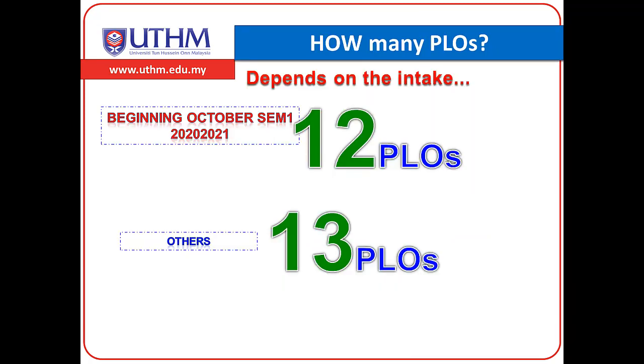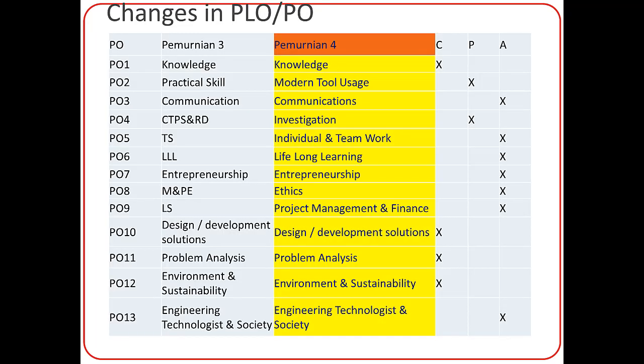Okay, next. So how many PLOs? Let's look at the number of PLOs. For the current 2020-2021 semester 1, we have basically two batches. The intake beginning October Sem 1, that means first year, first semester, you only have 12 PLOs. For the other batch of intake, the other cohort students, you have 13 PLOs. So Pemunian 3 is for current 4th years. 4th years, you'll be using these 13 PLOs or POs.